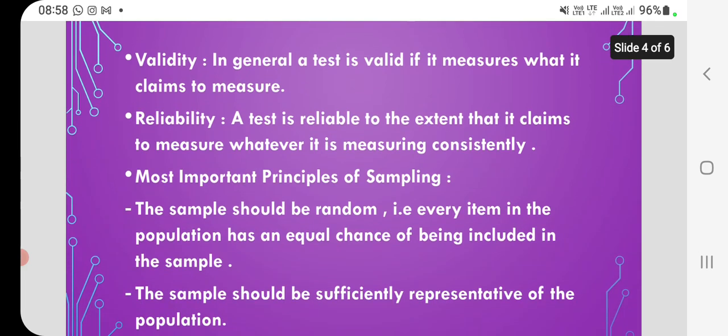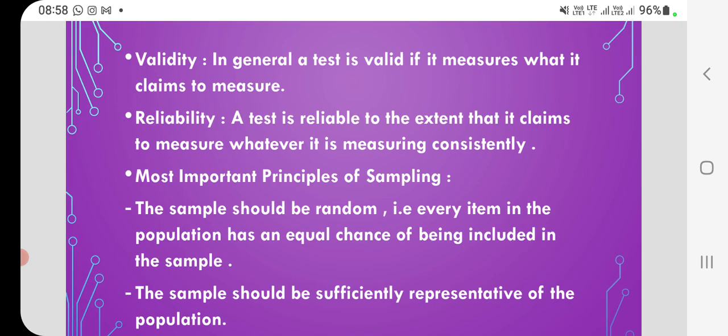Validity. In general, a test is valid if it measures what it claims to measure. Reliability. A test is reliable to the extent that it measures whatever it is measuring consistently. That means if the second time a test is conducted and the results are the same, then the test is reliable. Even the third time and the fourth time, if the test yields the same result, then the test is reliable.